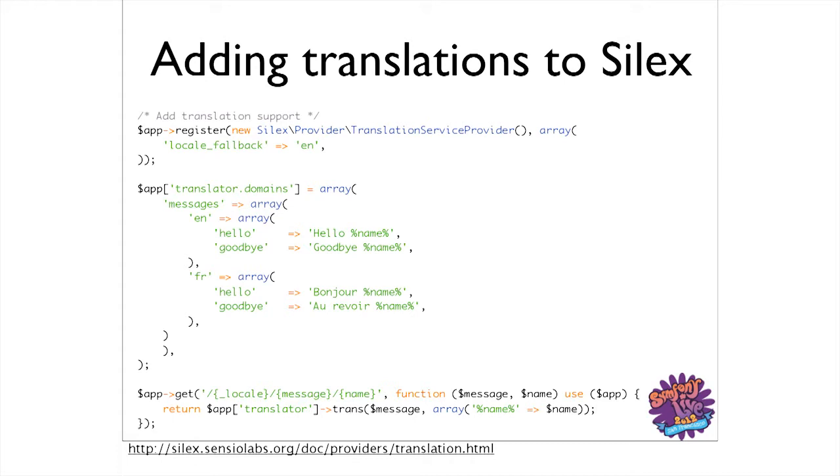So in this case, we're going to add translations. So we'll use the translation service provider, and we'll set the default locale to English. In this case, we'll register a dictionary, so translation.domains, with support for English and French. And then whenever you need to reference it, just like you use the trans Twig tag, you can call app translator trans and then the text. So now we have a Hello World app that supports both English and French very easily, in 20 lines of code.